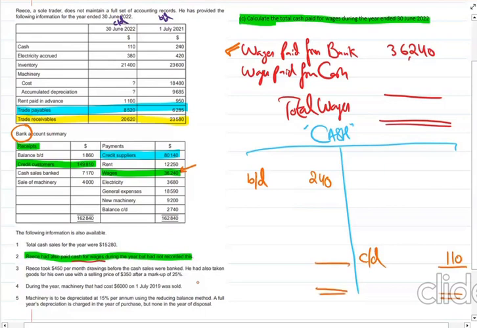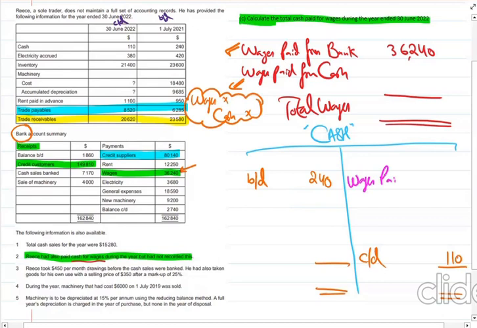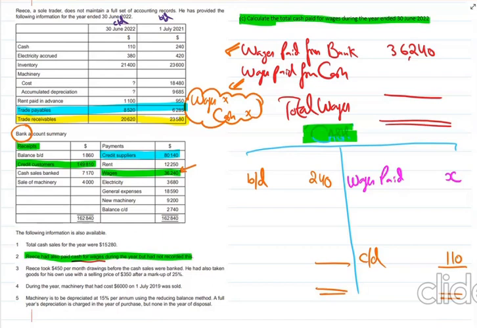Just tell me, if we pay cash, wages are debited and cash needs to be credited, right? So wages paid will come on the credit side in the cash account. Am I right or wrong? Correct. Now, very carefully, we need to complete this account, and this wages paid, which is on the credit side, will be our final answer.